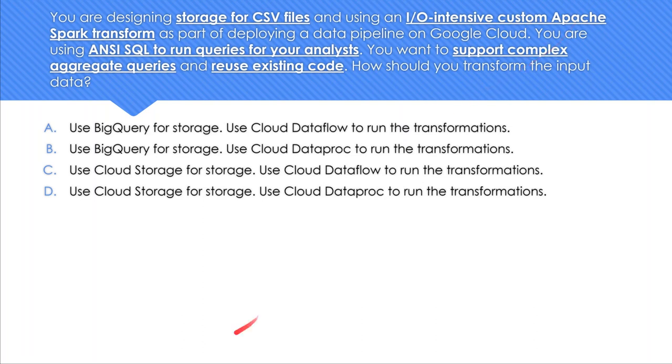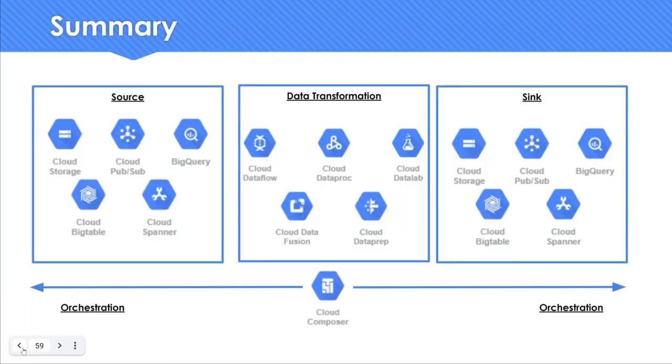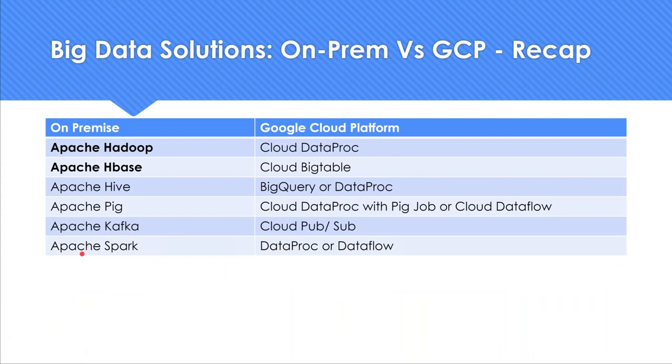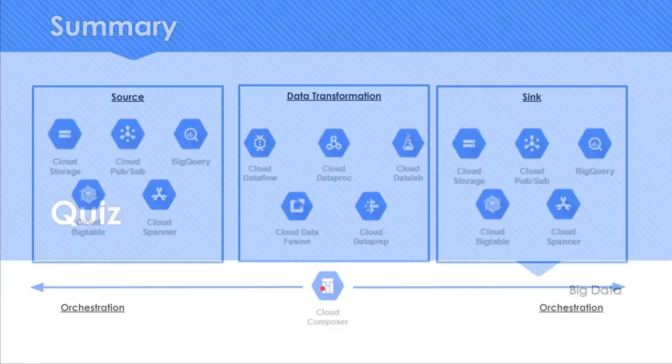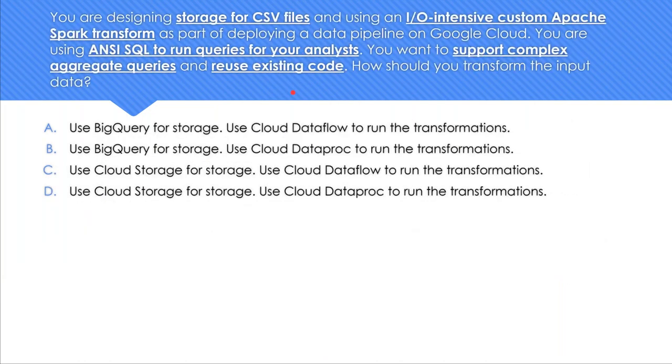So if you just go back a couple of slides, what did we see for Apache Spark? If you want to have a lift and shift, the same code has to be used. Dataproc is the one you're going to choose. So each slide has an importance. It's not just for the sake of putting it. So anything with respect to Dataproc, I can use the existing code. If I use Dataflow, I have to write a new code, folks, in Apache Beam. Because they told reuse the existing code, I'm going to look for only options which have Dataproc. So B or D are the only two options which are going to work.